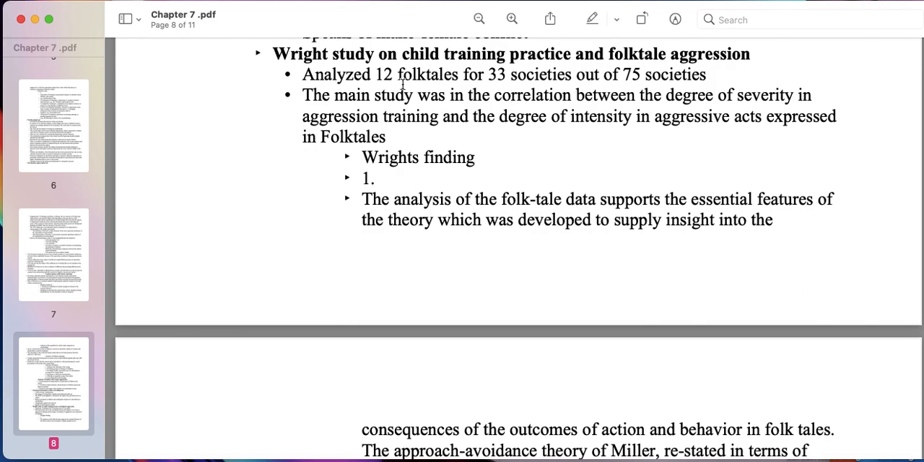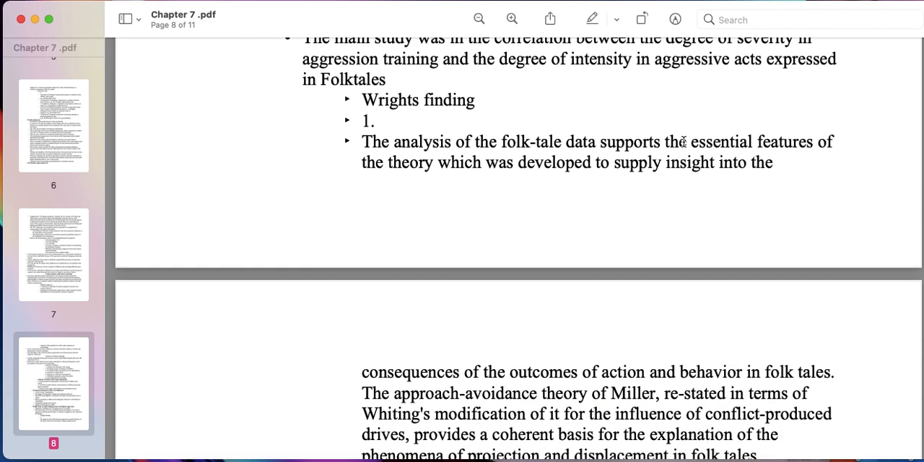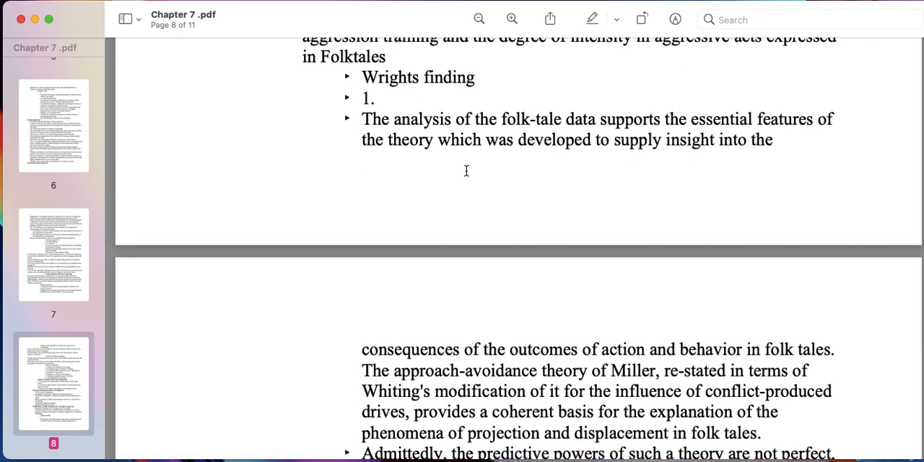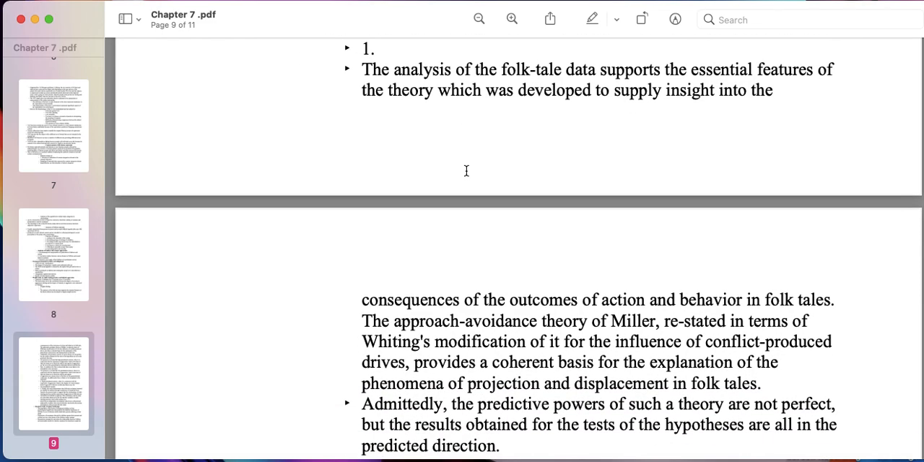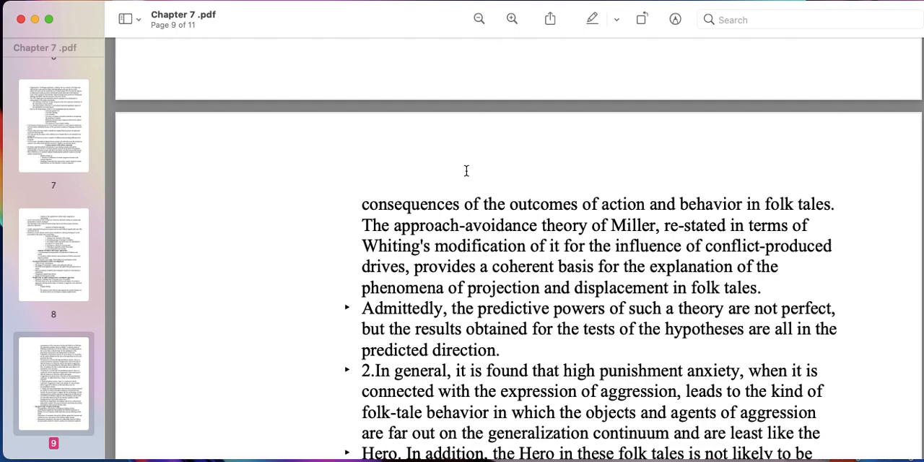They analyzed 12 folktales from 33 societies out of 75 societies. The main study was on the correlation between the degree of severity in aggression training and the degree of intensity of aggressive acts as expressed in the folktale. These were Wright's findings. The analysis of the folktale data supports the central feature of the theory, which was developed to supply insight into the outcomes of actions and behavior in folktales.